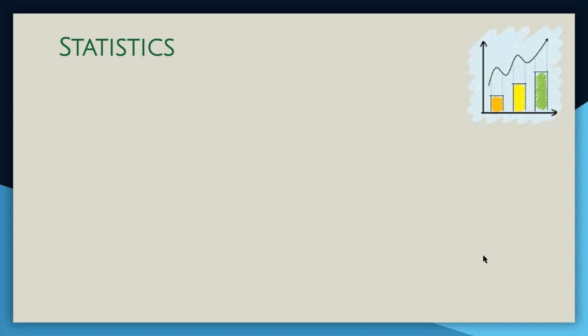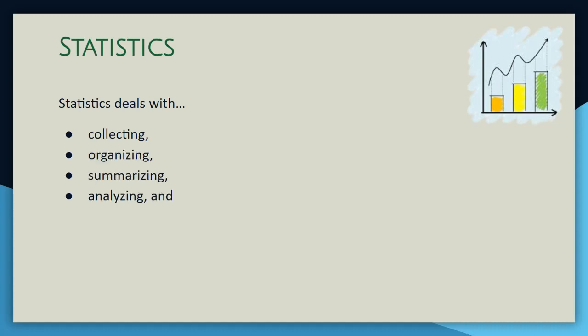Let's start with statistics. What is it and why are we here? So statistics deals with 5 important things. We learn how to collect, organize, summarize, analyze, and draw conclusions from data. So statistics is all about how to appropriately handle data and use it to make predictions and draw conclusions.